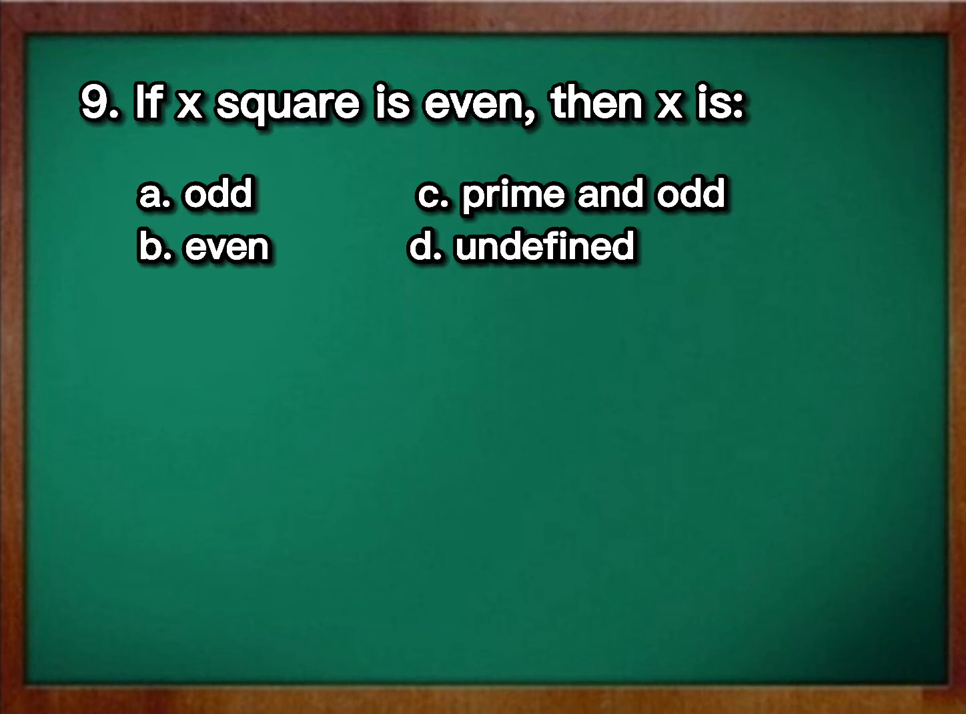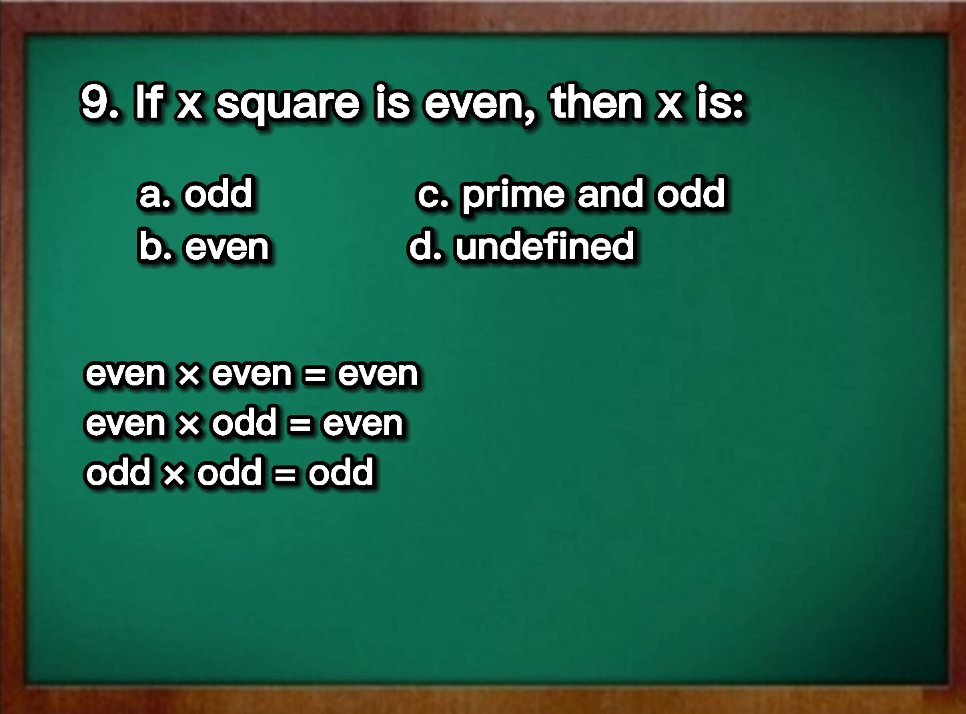If x squared is even, then x is what? Always remember this one. An even number multiplied by another even number, the answer is an even number. An even number multiplied by an odd number, the answer is still an even number. An odd number multiplied by an odd number, the answer is an odd number. So if x squared is even, then x times x, that's both an even number.